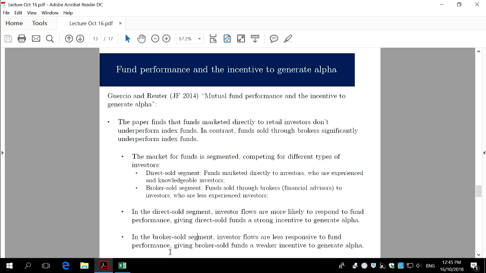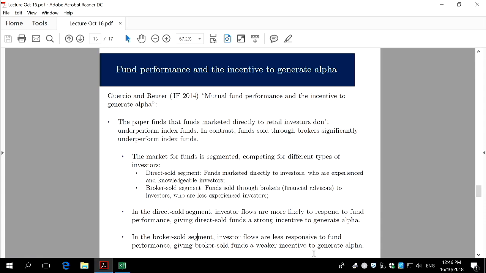But in the second category, the broker sold segment, investor flows are less responsive to fund performance. Less responsive means no matter whether your performance is good or bad, those investors are still dumb. Which means in that situation, as a fund manager, you have a much weaker incentive to generate alpha. You don't care because your investors don't care. So why should you care?